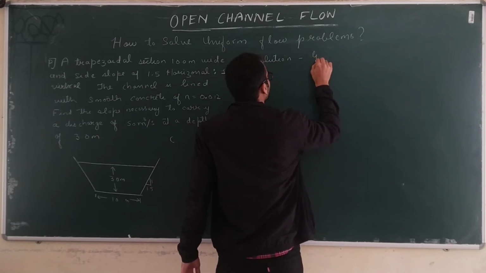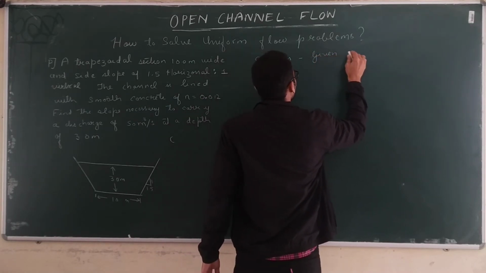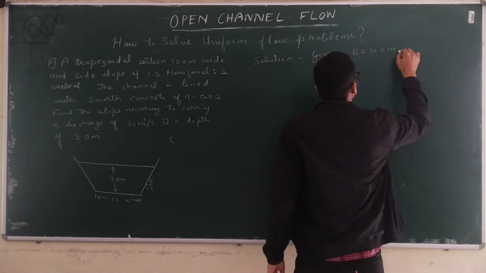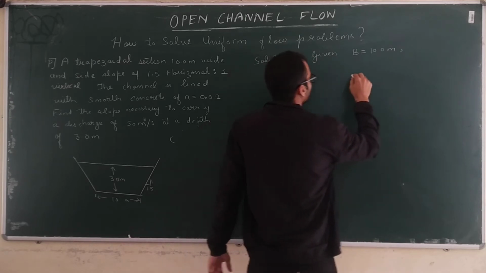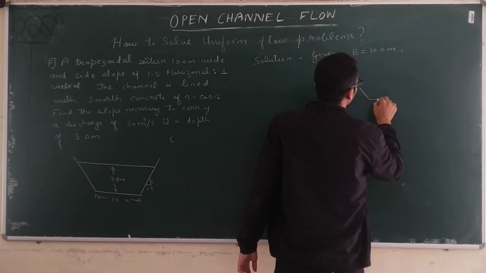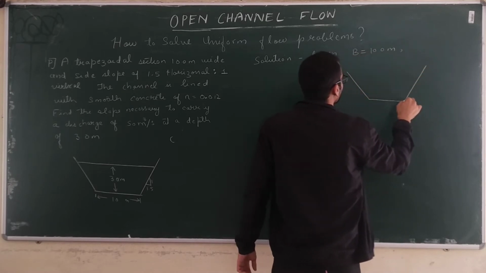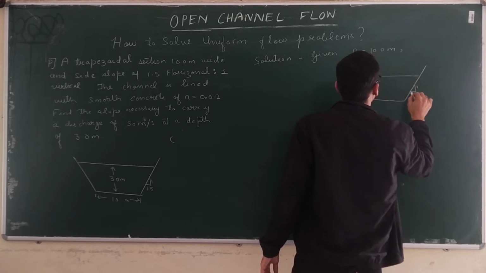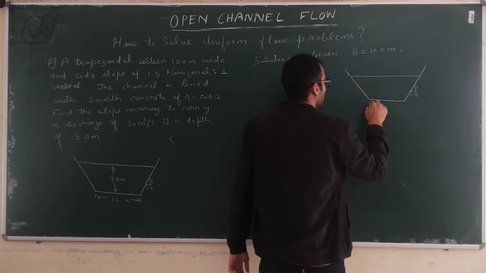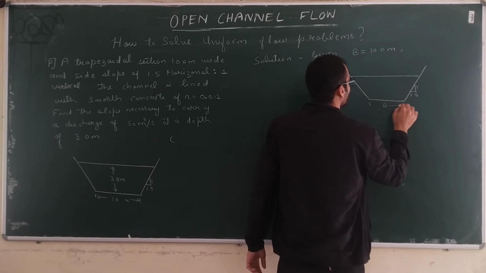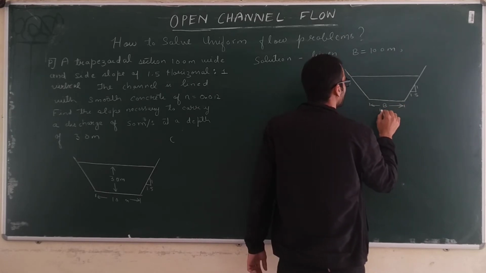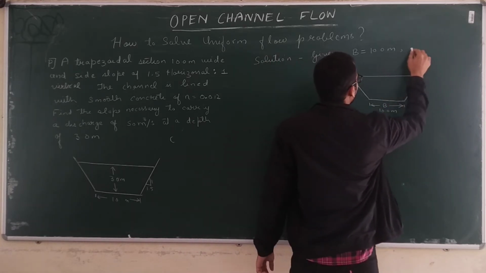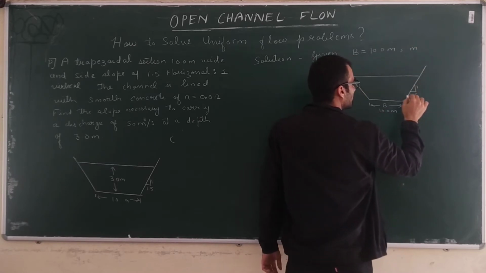So what is given? Given is base width, that is 10 meters. Then I will draw the figure. So base width is given. This is actually your B, base width, and it is given as 10 meters. Then your side slope is given 1 vertical to 1.5 horizontal.